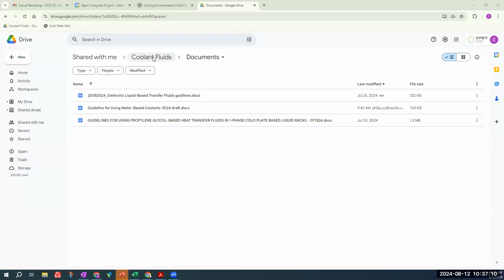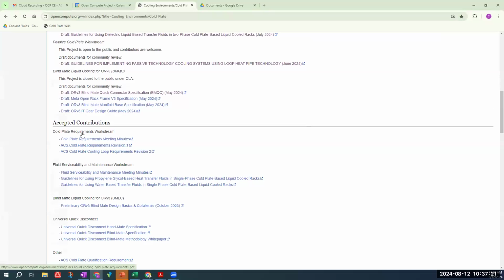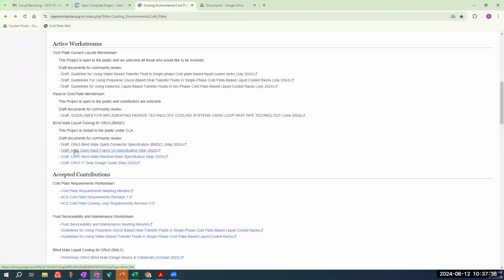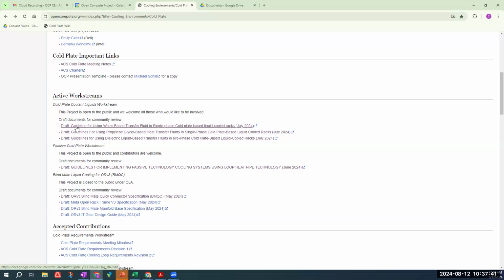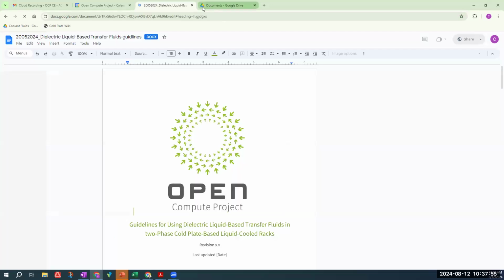If you look at the shared drive, it has three documents there all together. And if you go to the wiki page, I see all three documents are listed as well. Can everybody see that? So there's a draft for water base, a draft for PG base, and a draft for dielectric. If you click that, it will bring up the document right away. Oh, I see. All right, thanks for that.